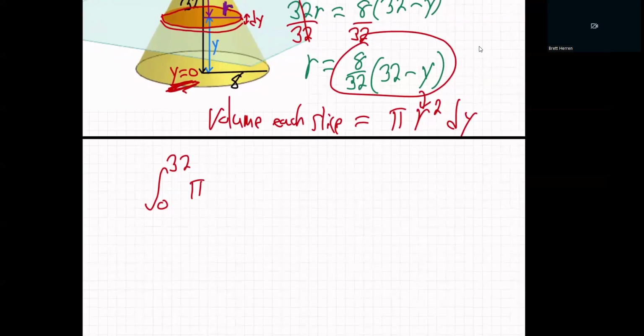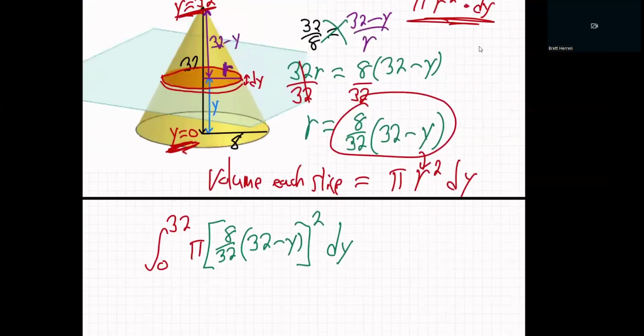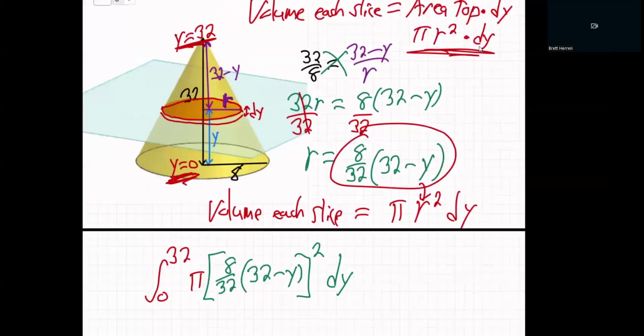which is pi and then r squared. So that's 8/32, 32 minus y squared dy. And so there we go. We type that in. That's the integral setup to find the volume of that entire cone, just like that.